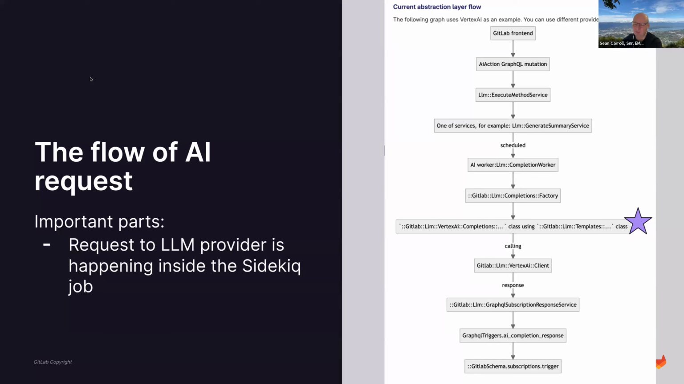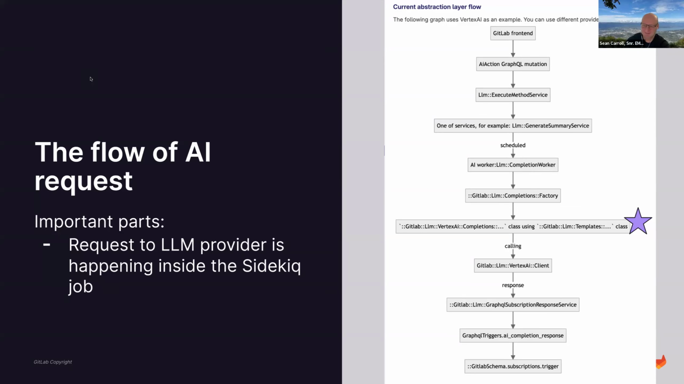So we do an async Sidekick job, but then does it stream back or something? How do we get it back? Yes, we are using a GraphQL subscription service. The subscription puts the message back to the UI.